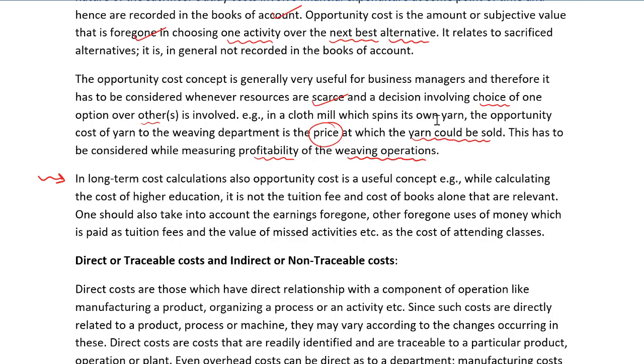I believe you understood till here. In long term cost calculations, opportunity cost is also a very useful concept. While calculating the cost of higher education, it is not the tuition fee or the cost of books alone that is important or relevant. One should also take into account the earnings foregone, other foregone uses of money which is paid as tuition fees, and value of missed activities as the cost of attending classes. Have you understood?